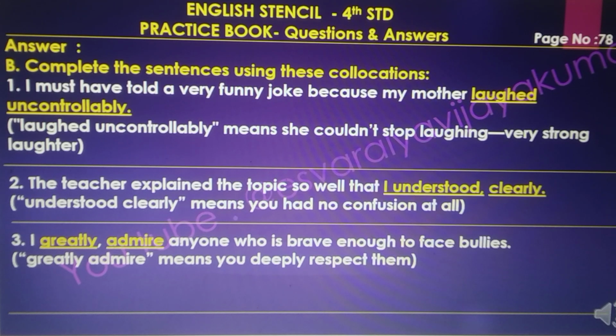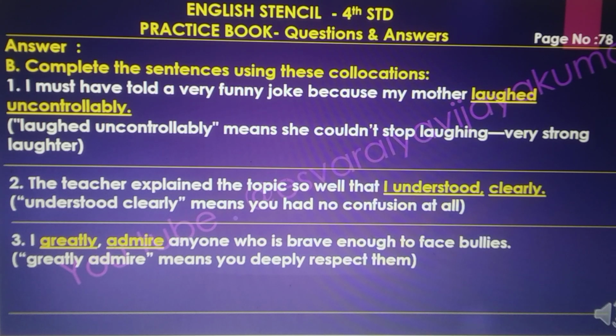Second one, laughed uncontrollably means she could not stop laughing. Very strong laughter. The teacher explained the topic so well that I understood clearly. Understood clearly means you had no confusion at all.